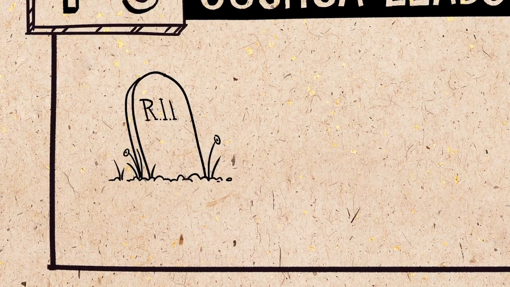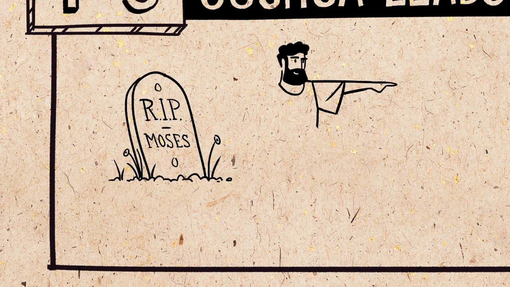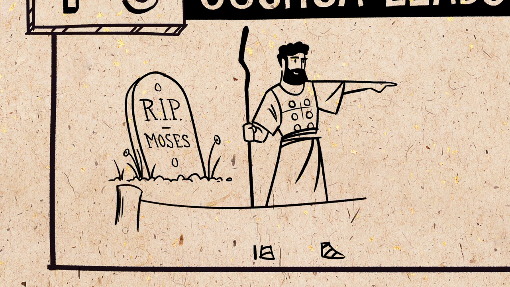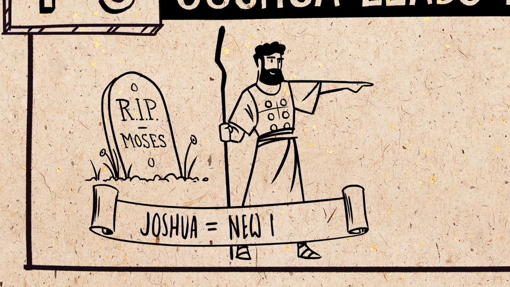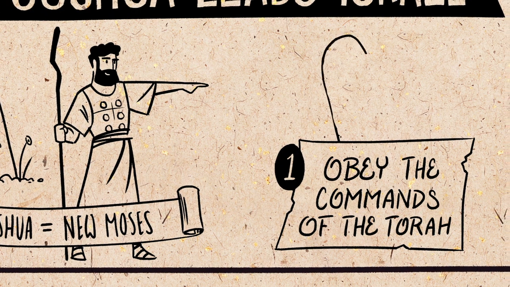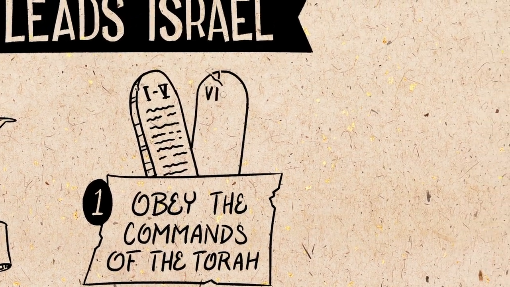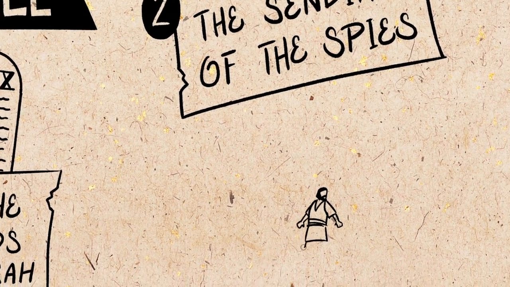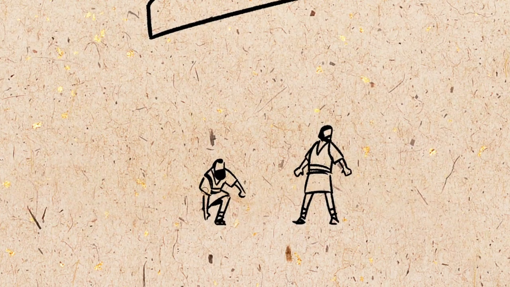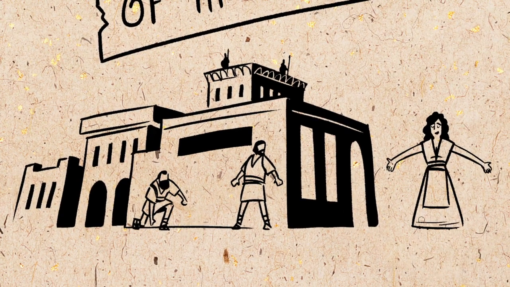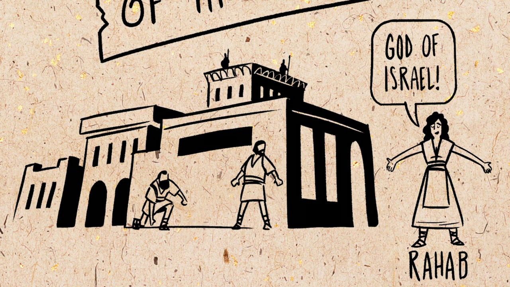The first section begins with Moses' death, and Joshua is appointed as Israel's new leader. And the author intentionally presents Joshua as a new Moses. So like Moses, Joshua calls the people to obey the Torah, which means the covenant commands that they were given at Mount Sinai. And then Joshua sends spies into the land, just as Moses did back in Numbers chapters 13 and 14, except it goes way better this time. In fact, even some Canaanites turn and follow the God of Israel.